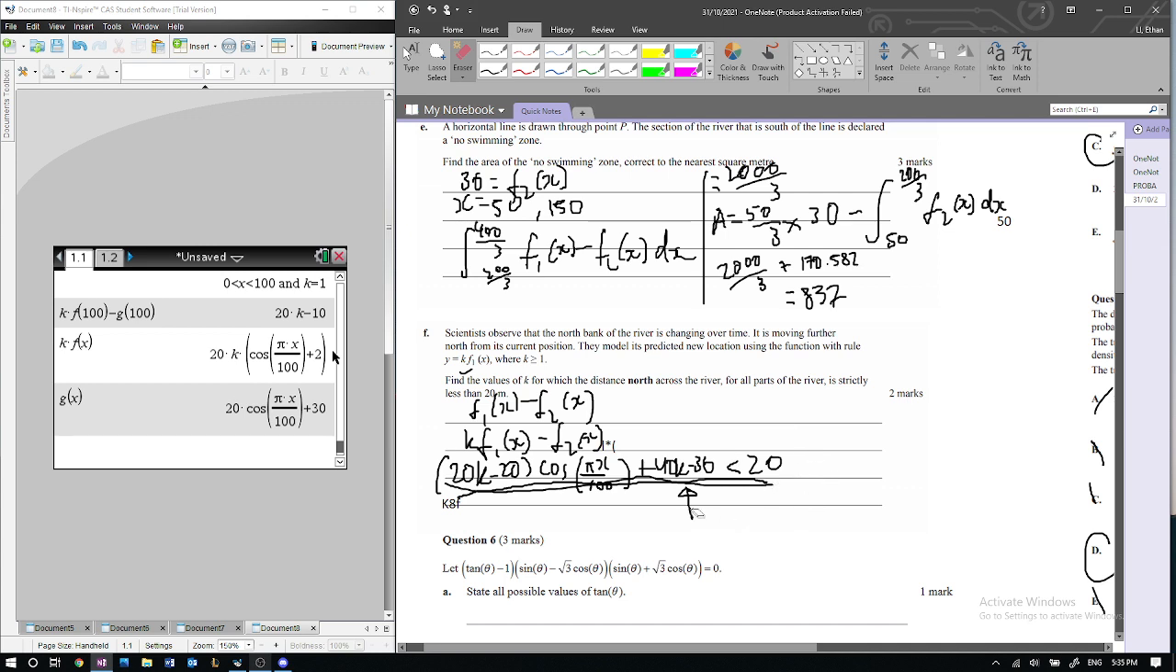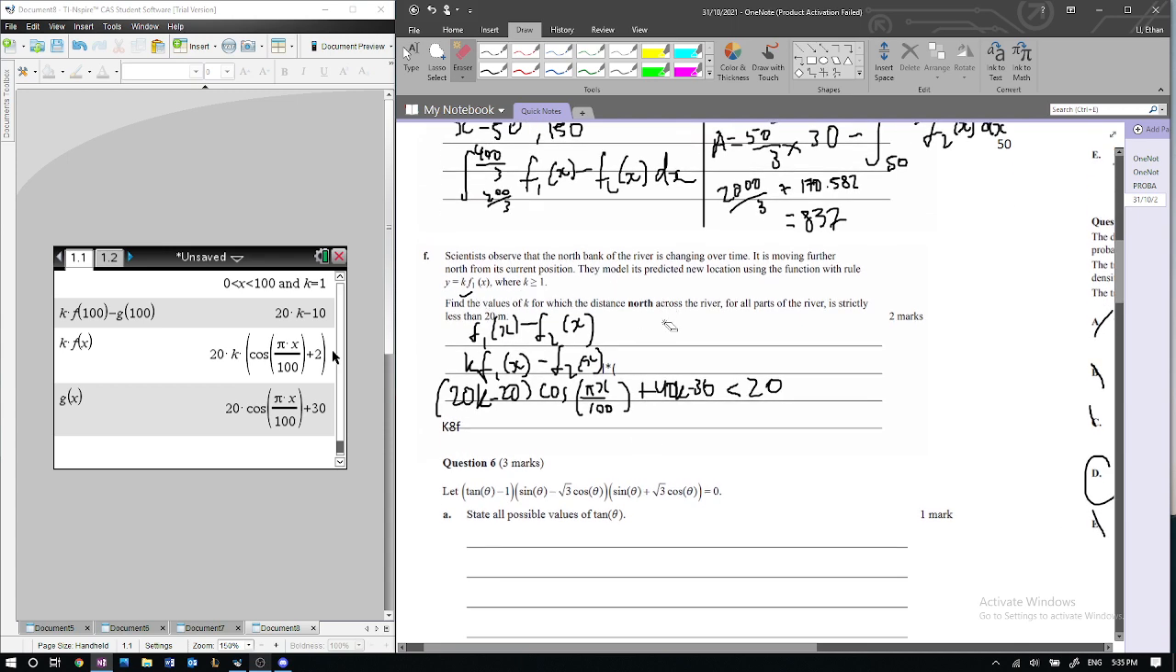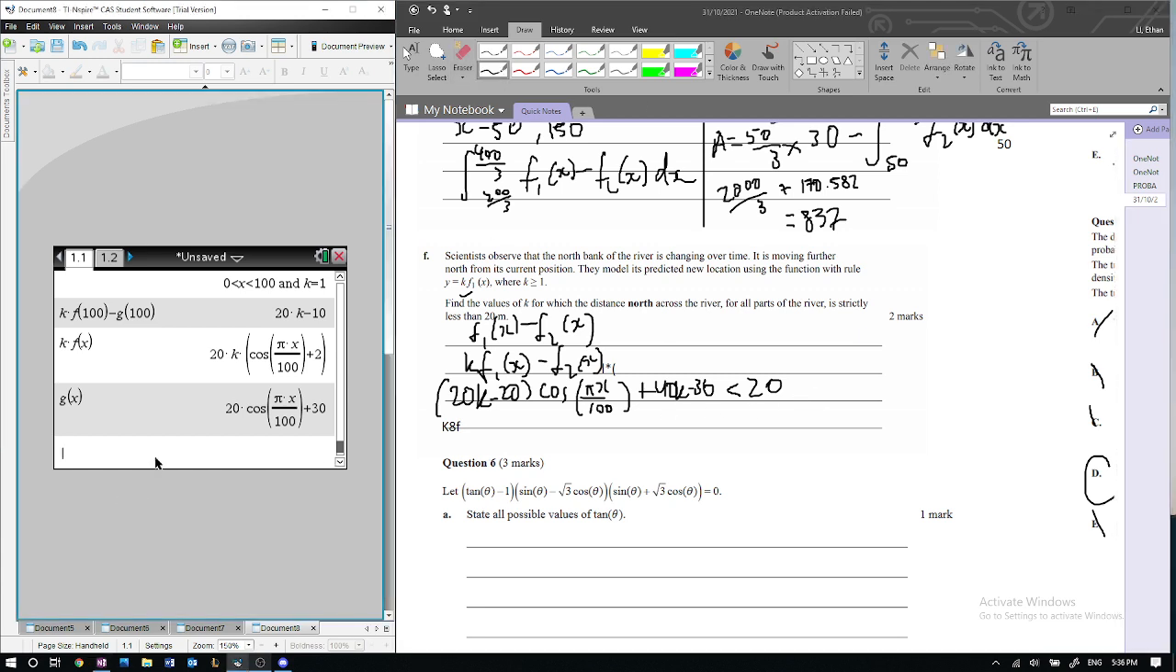Okay, I probably confused you guys a lot, so I'll just rewind. What it was asking for was the distance north across the river, and to find that distance is just function 1 minus function 2, because you're finding the y distance between the two, and then you multiply it by k. So you get this equation, which is the distance, and it says where the distance is less than 20. So you can't just solve this usually. If you think about it, when a distance is always less than 20, the maximum value has to be less than 20.